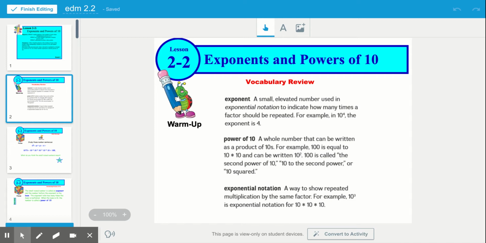Exponential notation, a way to show repeated multiplication by the same factor. For example, 10 to the third power is exponential notation for 10 times 10 times 10. Remember, you can always pause the video to write down and read these as well.